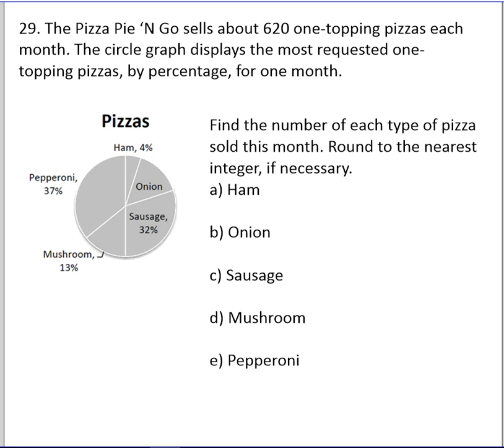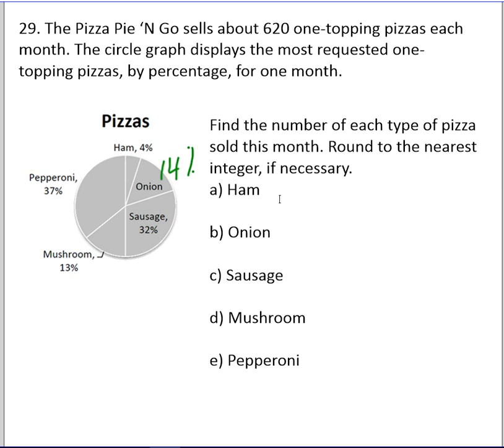Next, we're going to the Pizza Pie and Go. They sell about 620 pizzas each month. And so here's the breakdown of it. Notice that the onion, it does not have a percent next to it. So let's go ahead and figure that out. We'll take 100% and subtract off the others that we're given, 4, 37, 13, and 32. And that leaves us with 14% for our onion.